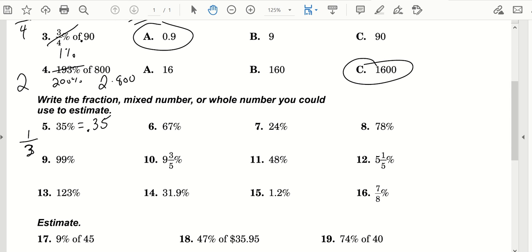Let's go on to 9. 99%. All right, this is pretty close to 100%, right? So that's pretty close to 100%. And what is 100% as a decimal? It is 1. So 1 is what we get there. Number 13. All right.